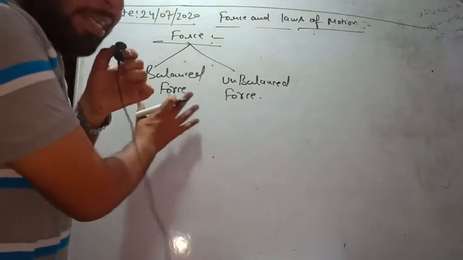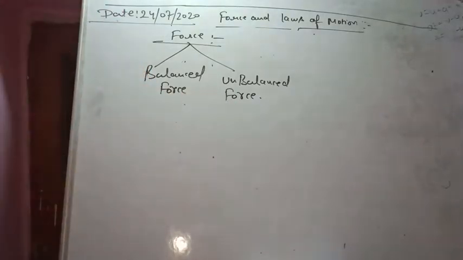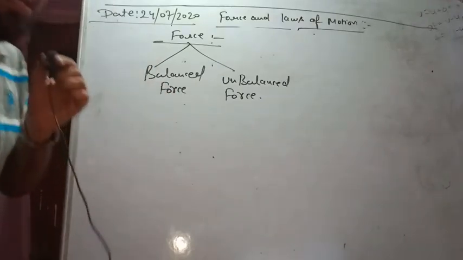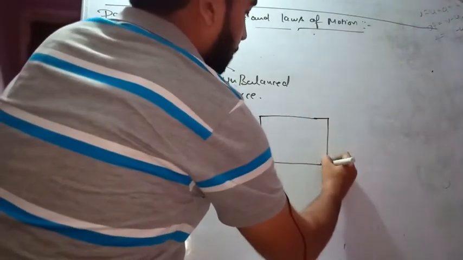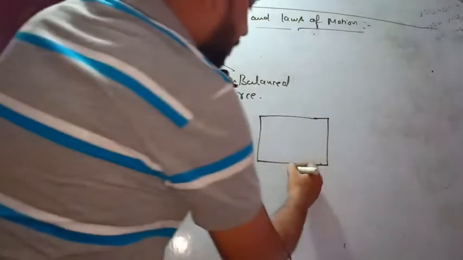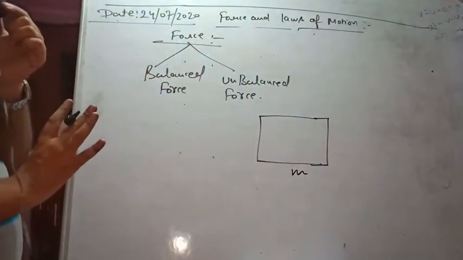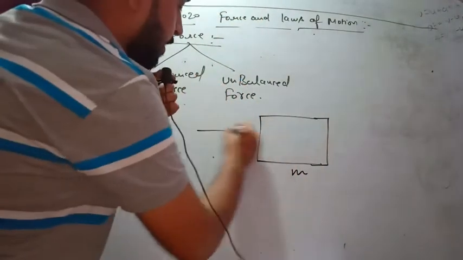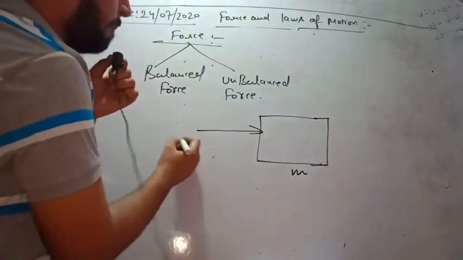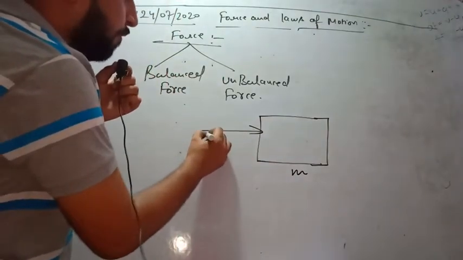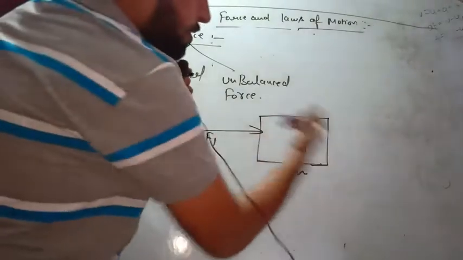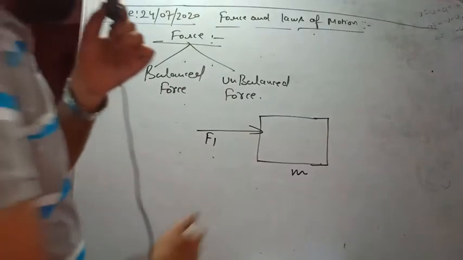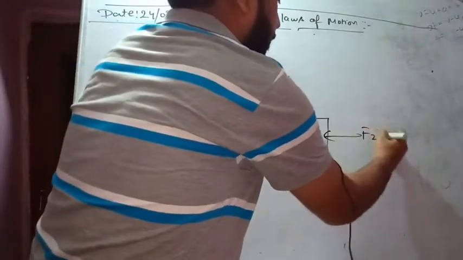So by name it is very clear. Balance means it will be equally balanced from both the sides. So for understanding it well, let us consider one object. Suppose we have a block of certain mass. Say the mass of this block is m. Let us consider a force which is applied by a body, and F1 force is applied from left towards right, and F2 force is applied from the opposite direction.